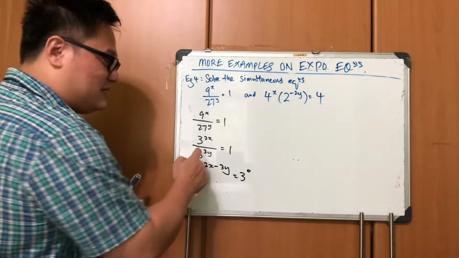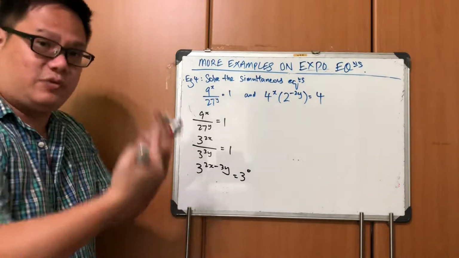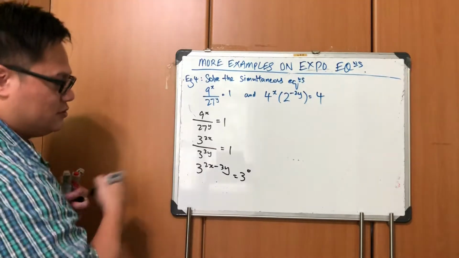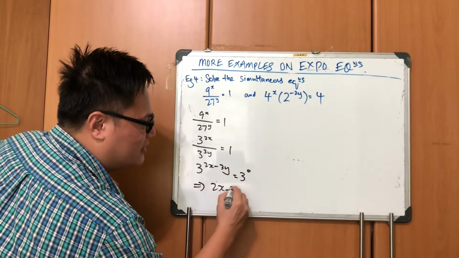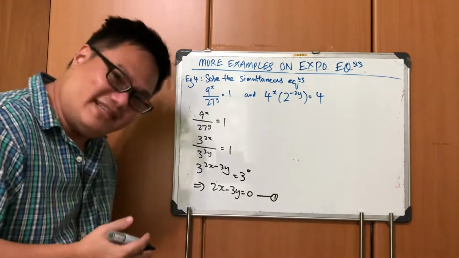Remember I talked about exponential equations? We try to make the base the same and then we equate the power. So we make the base the same. So 1 can be written as 3 to the power of 0. So from here, make the base the same, equate the power. So 2x minus 3y is equals to 0. Equation 1. You form your first equation already.